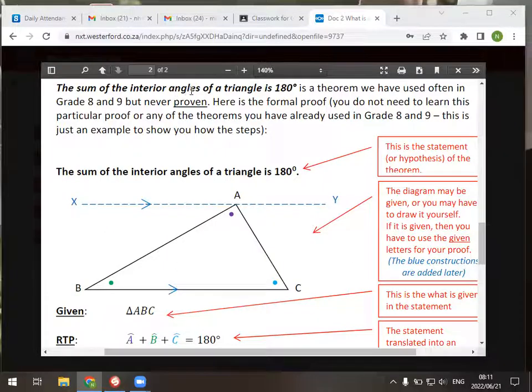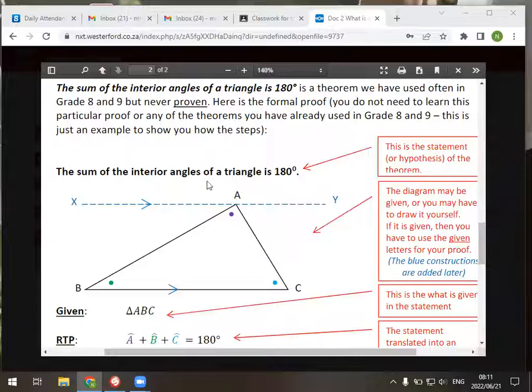They're saying here the sum of the interior angles of a triangle is 180 degrees is a theorem we have used often in grade 8 and 9, but never proven. Here is the formal proof. You do not need to learn this proof or any of the theorems that we've done so far. This is just an example to show you those steps that I spoke through now.